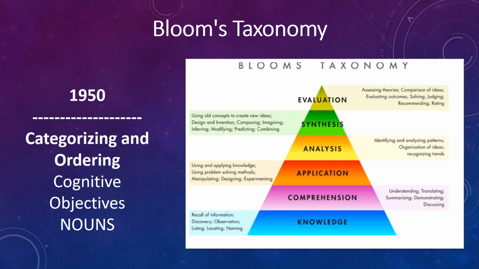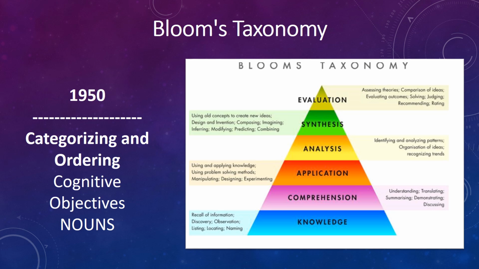In the 1950s, Benjamin Bloom developed his taxonomy of cognitive objectives, naming it Bloom's Taxonomy. It categorizes and orders thinking skills and objectives. His taxonomy follows the thinking process. He believed that you cannot understand a concept if you do not first remember it. Similarly, you cannot apply knowledge and concepts if you do not understand them.